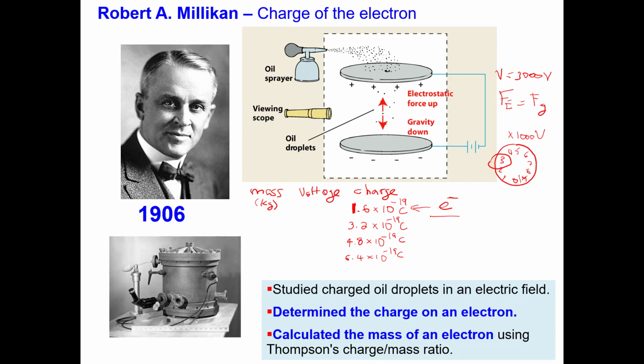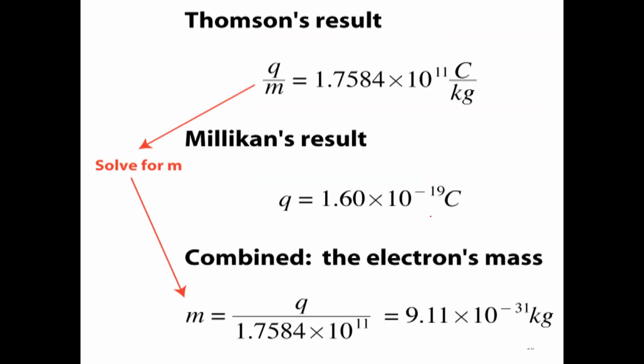He was able to find the charge of the electron. Also using the charge-mass ratio found by J.J. Thomson, he was able also to calculate the mass of the electron. Then he found this one through his experiment, as the charge of the electron. But J.J. Thomson calculated this ratio, then combining these two results, he was able to calculate the mass of the electron.